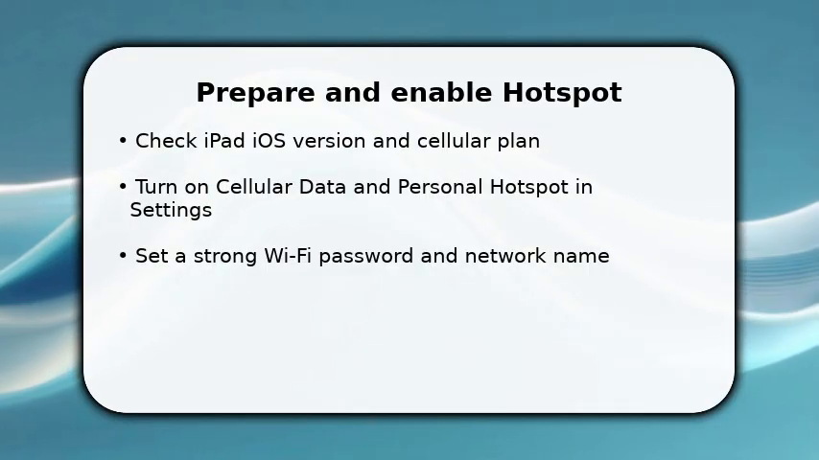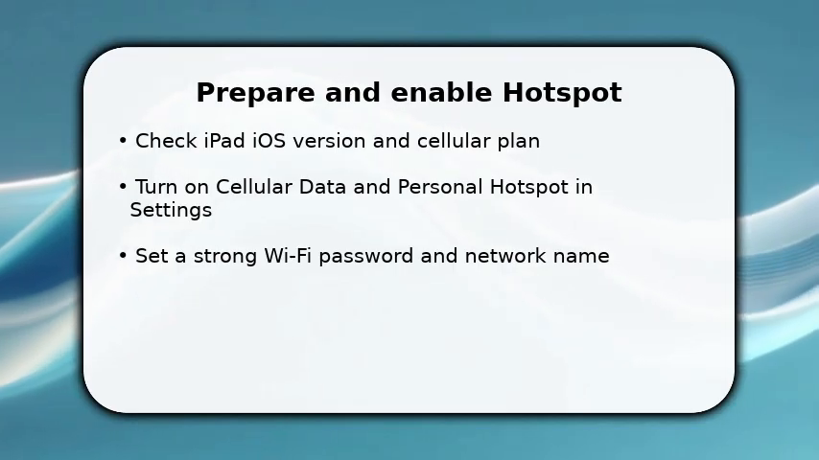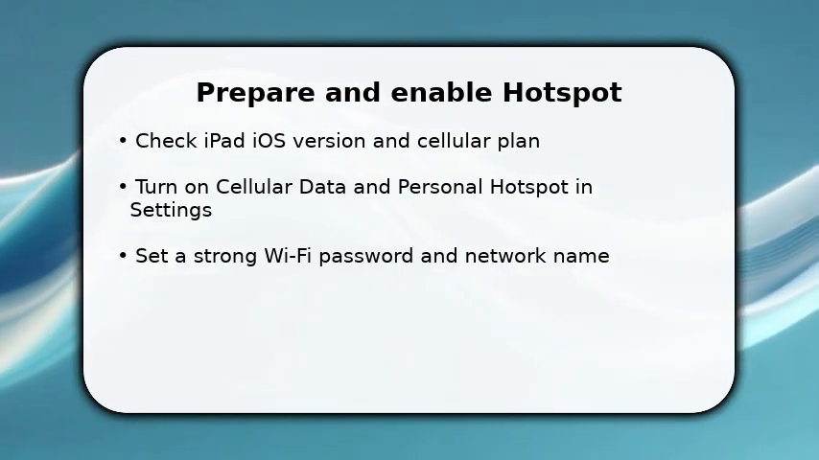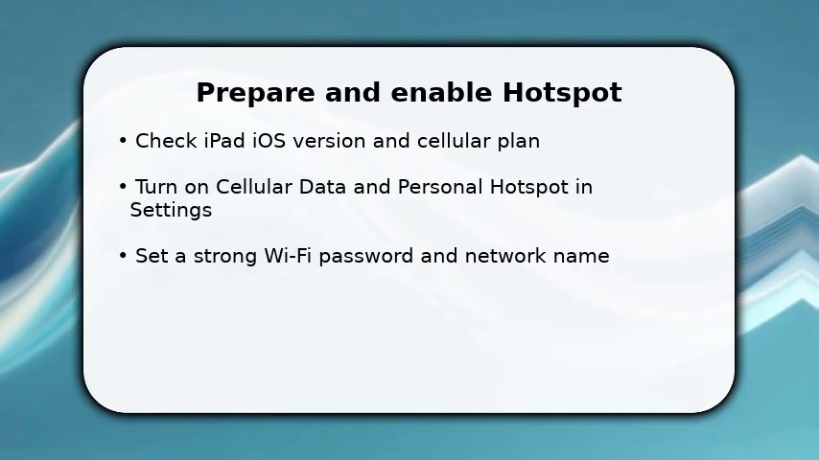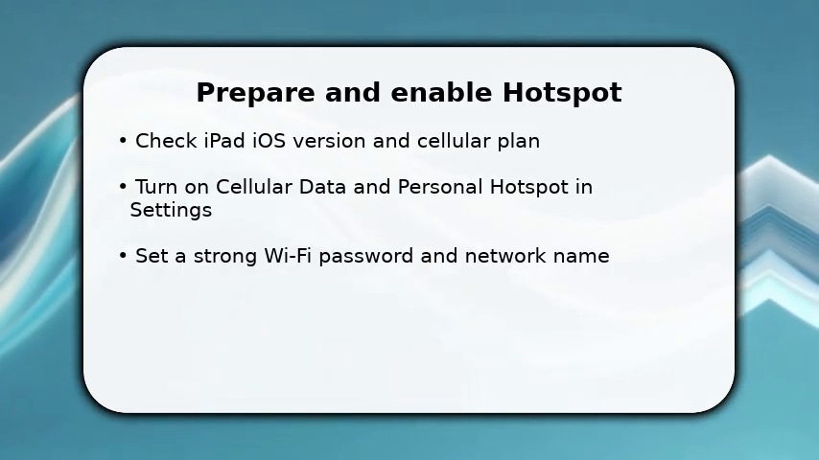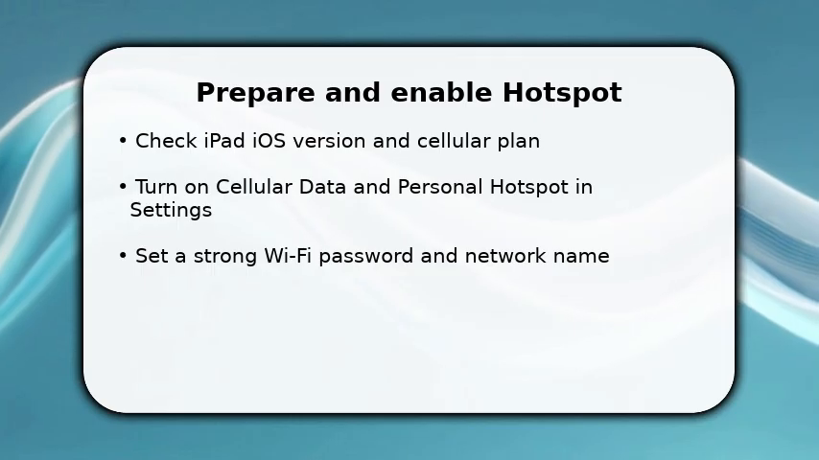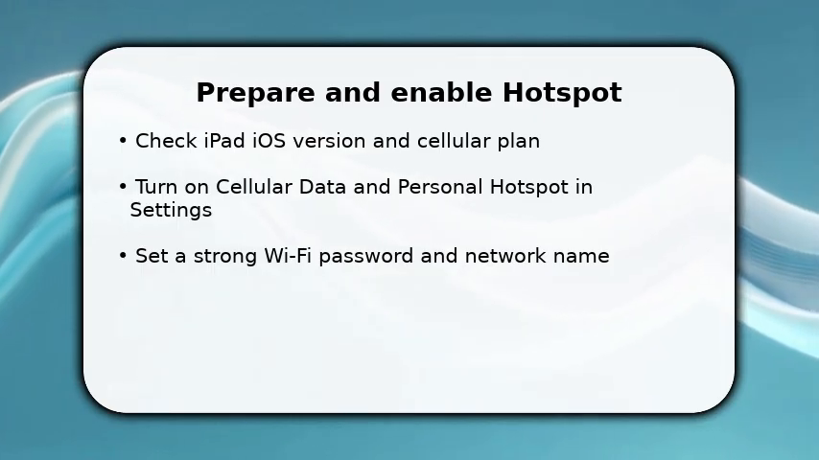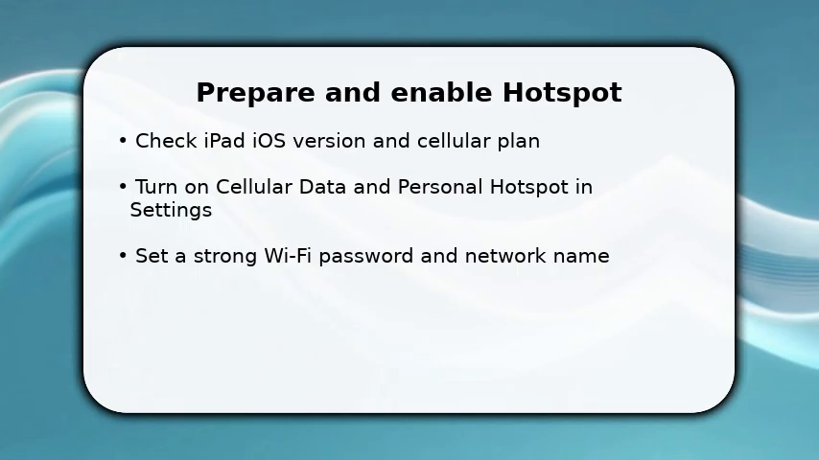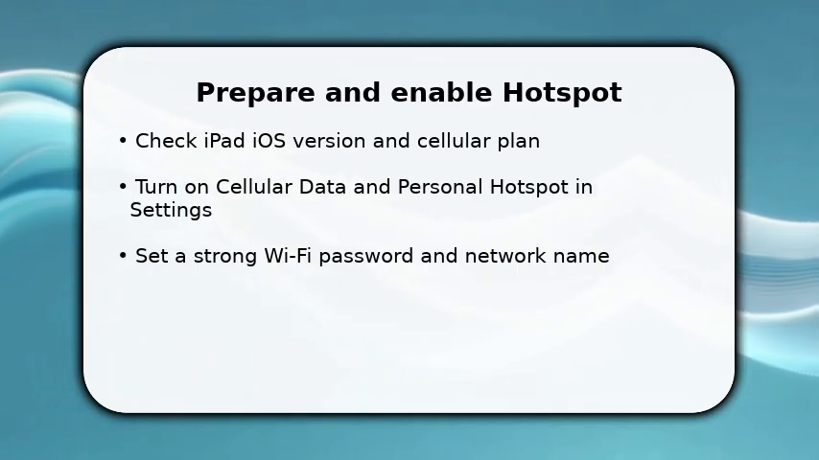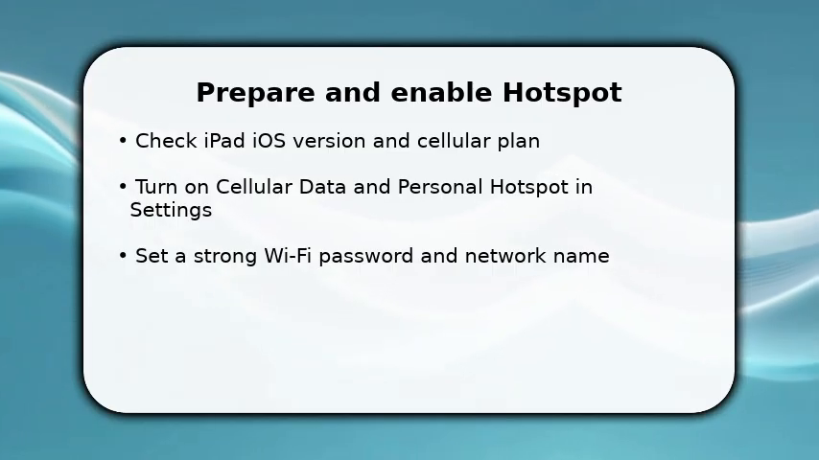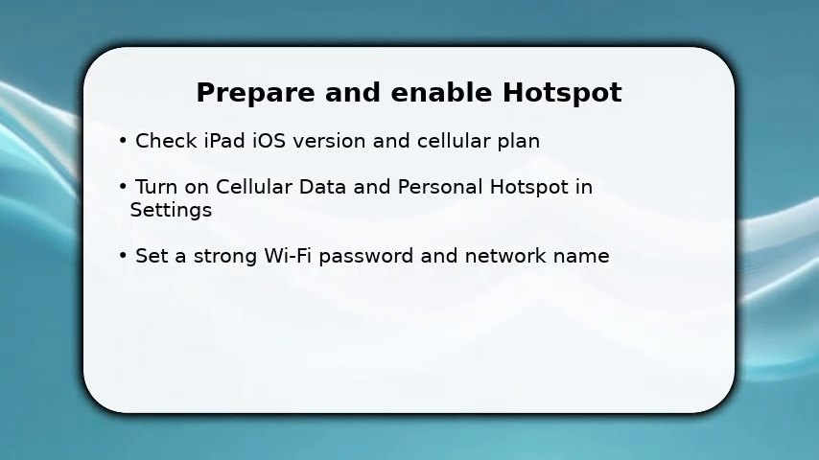You start by confirming prerequisites: an iPad with a cellular plan and current iOS. Open Settings, tap Cellular, and enable cellular data. This allows internet sharing. Next, select Personal Hotspot and toggle it on so devices can connect. Make sure you set a recognizable network name and a strong password. This prevents unauthorized use and keeps speed stable.